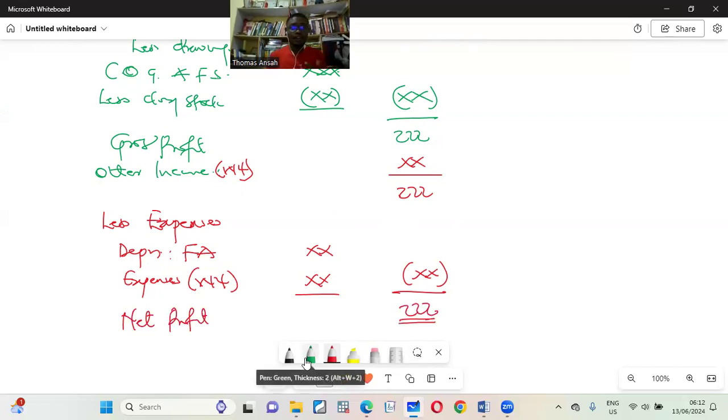Now, don't forget, once we have the net profit, the thing that we don't have is our closing capital. Don't forget that we said that opening capital plus additional capital minus drawings plus profit will give us our closing capital. So the last phase of what we are going to do is the balance sheet.